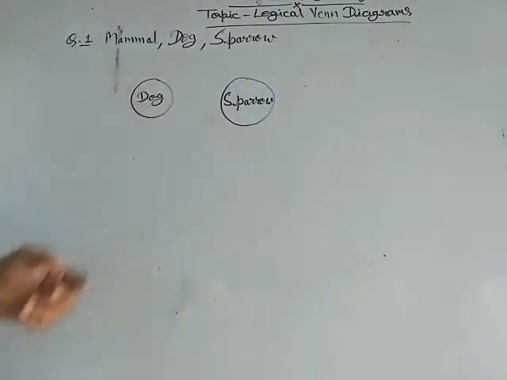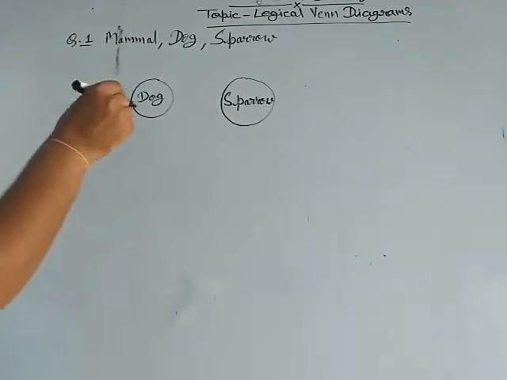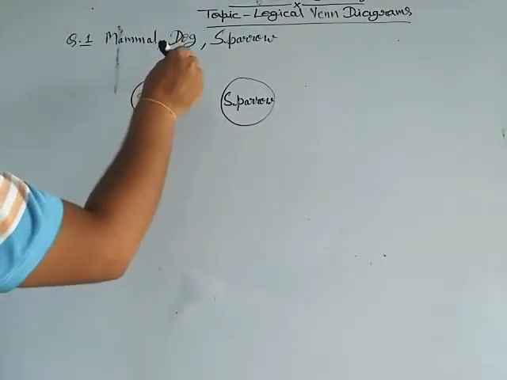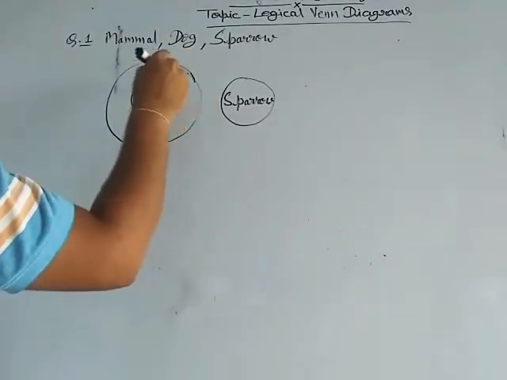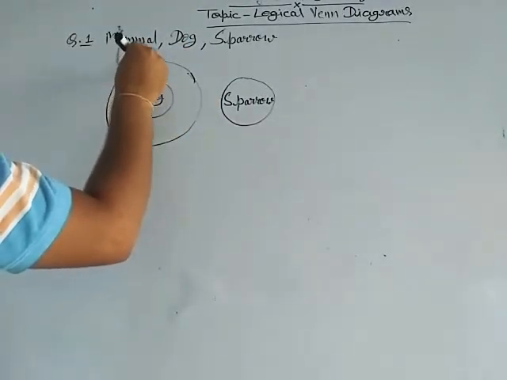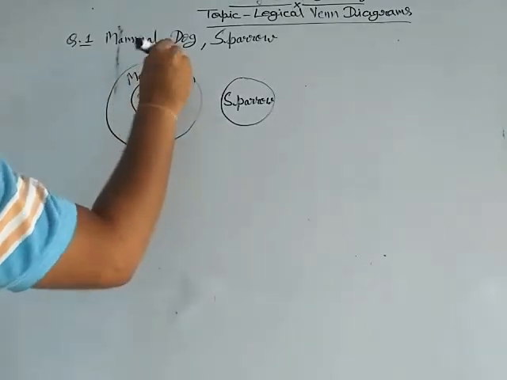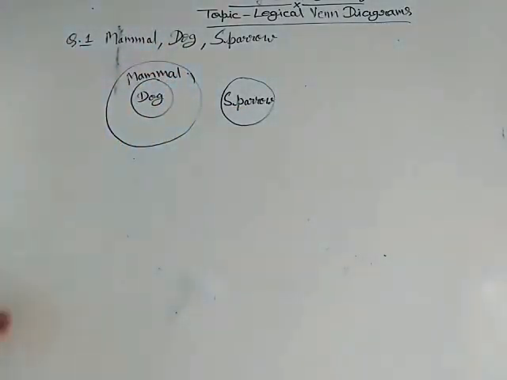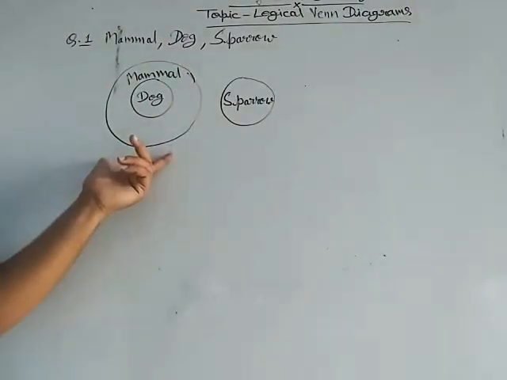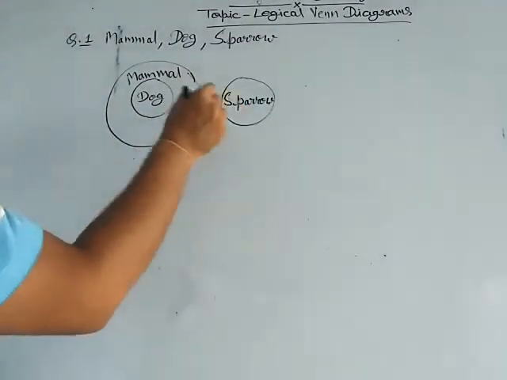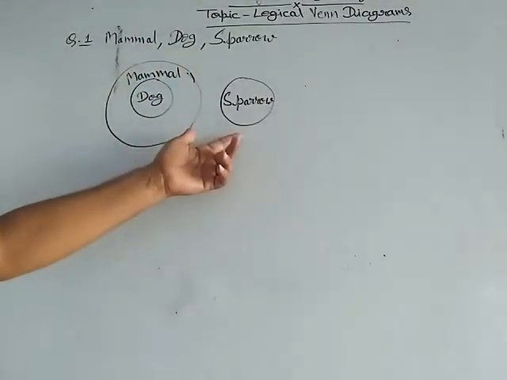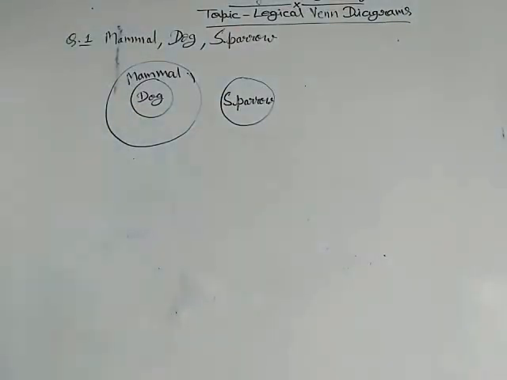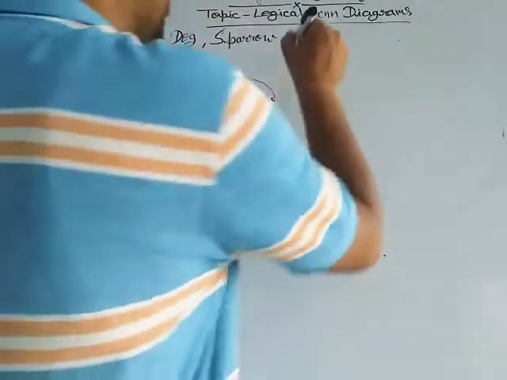And now the mammals. The dogs are in the category of mammals, so dogs will be in the mammals. But the sparrow is not in the category of mammal. So the Venn diagram will be like this. Here is sparrow, here is dog, and dogs are in the mammals. But sparrow is not a mammal.